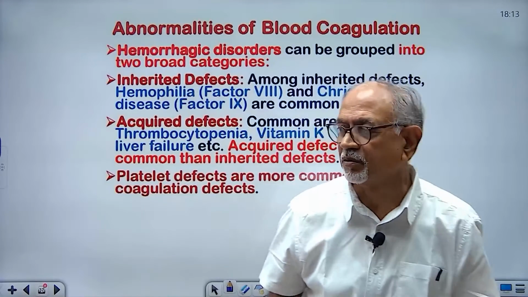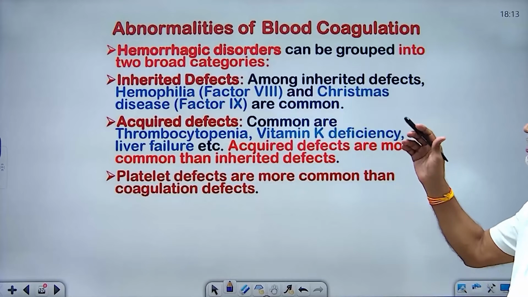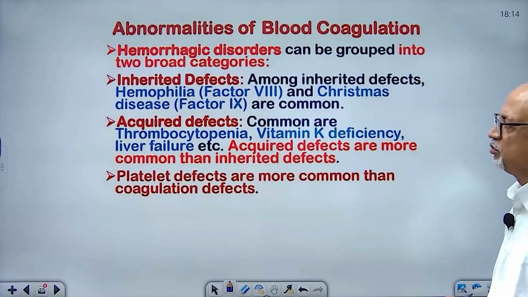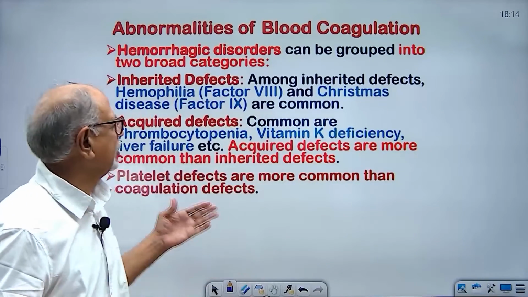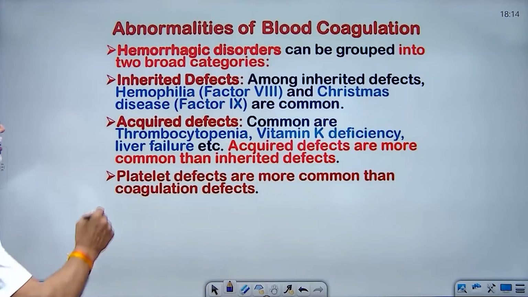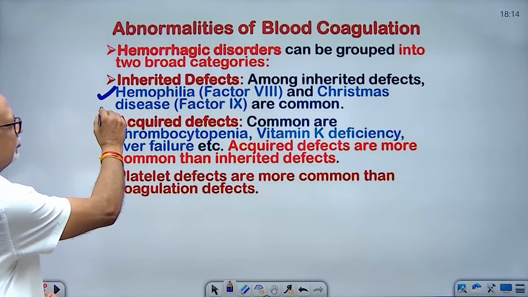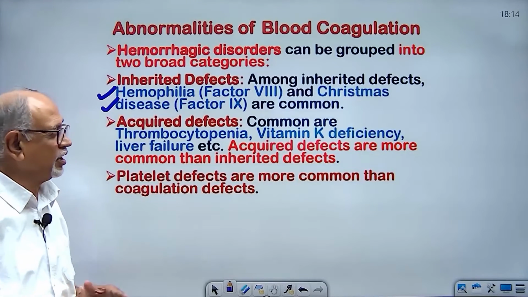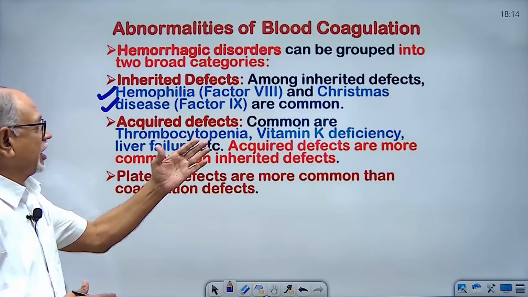Now, abnormalities of blood coagulation. There are certain hemorrhagic disorders which can be grouped into two categories. One category is those of inherited diseases, defects. Among these are hemophilia due to factor number 8, and Christmas disease due to factor number 9. These are common amongst the inherited coagulation disorders. Then there are some acquired defects.